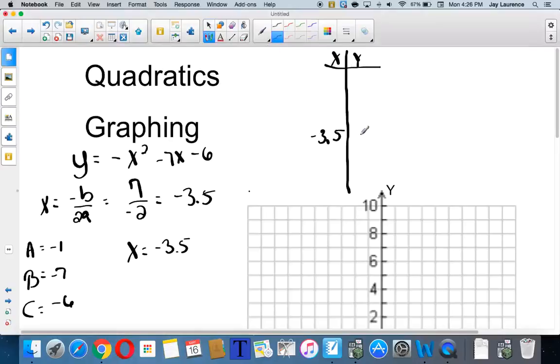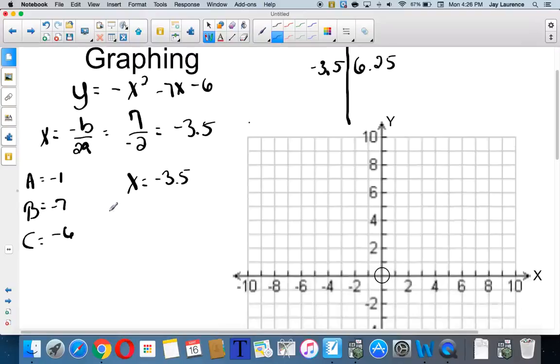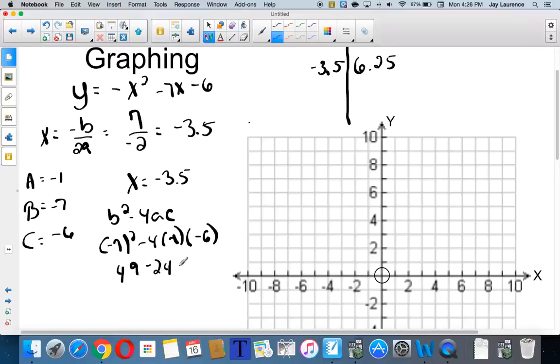Okay? Now, I also need to find any and all zeros, right? Any and all zeros. Well, to do that, I use the quadratic formula. But before I do that, I might decide to check the discriminant. That'll tell me how many zeros I can expect to find. b squared minus 4ac. So b squared is -7 squared minus 4 times -1 times -6. And so I'm going to get 49 minus 24, which is going to equal 25. Now it is a perfect square, which only means it can factor.